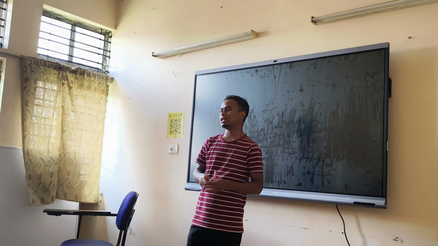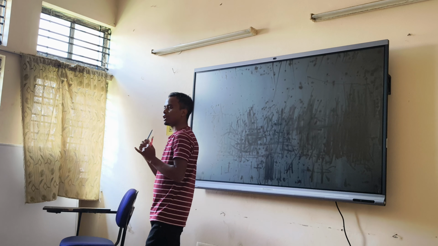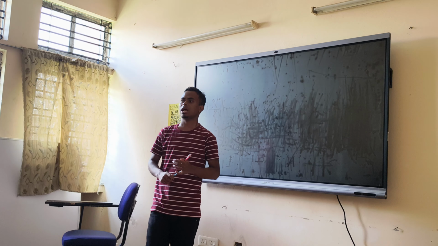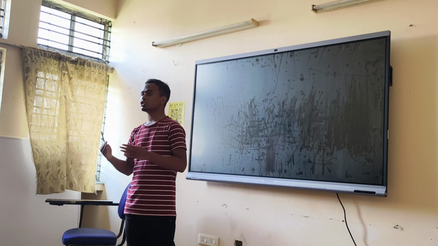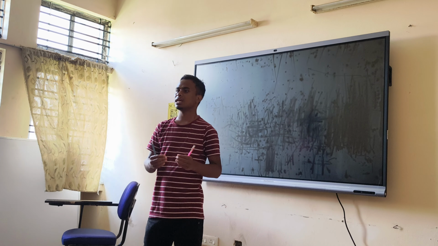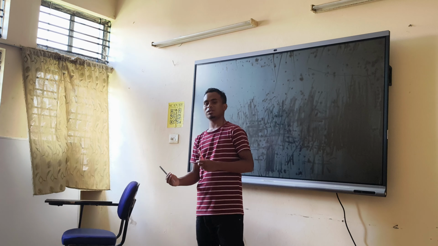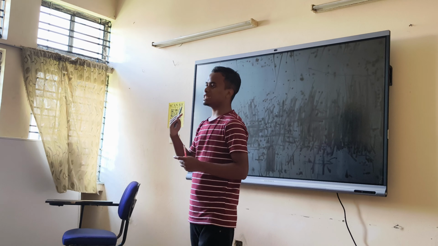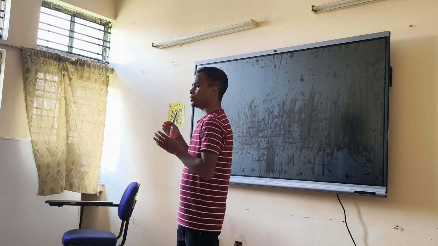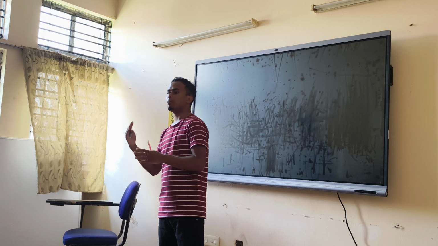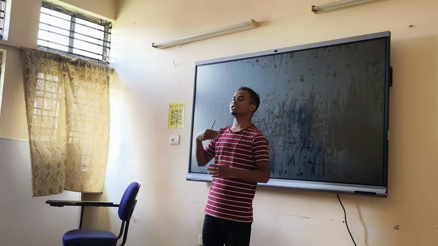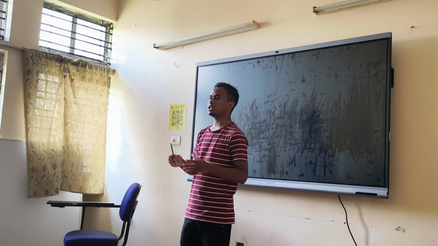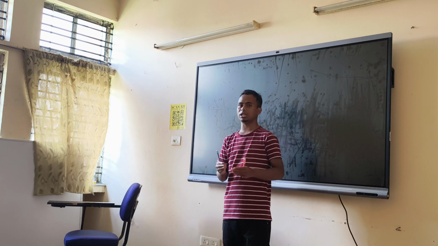The third one is olfactory indicators. Olfactory indicators are substances whose smell changes in acidic and basic solutions. For example, onion keeps the same smell when you keep it in an acid, but in a base, the smell disappears. I hope you are all clear with these three types of indicators.